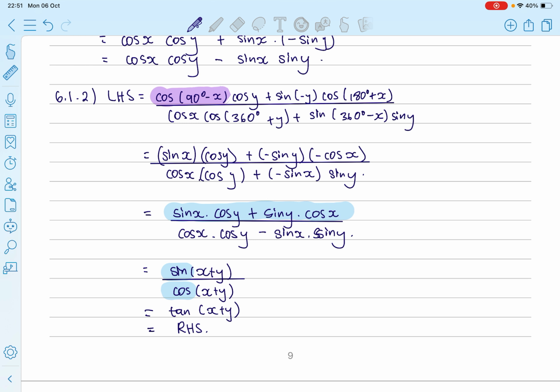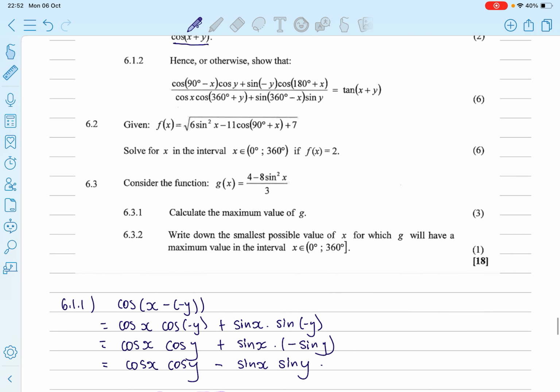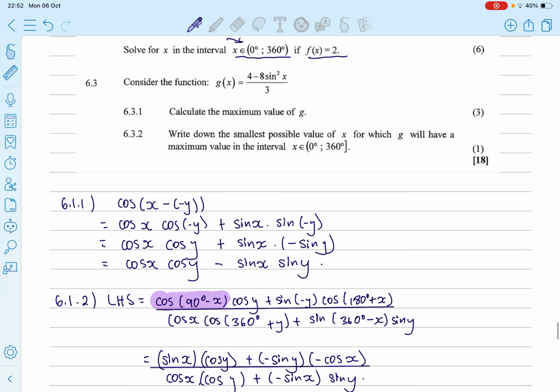Okay, this is an interesting question. Okay, let's now move on to 6.2, where we've been given that function and we've been asked to solve for x within this interval. And we are told that the function is equal to 2. So the approach we're going to take here is we're going to use the general solution approach, but then we'll actually be able to get the values of x since we have the intervals. So let us start.